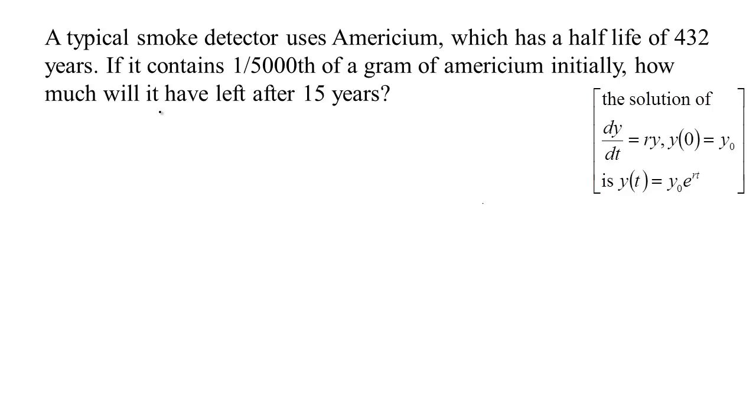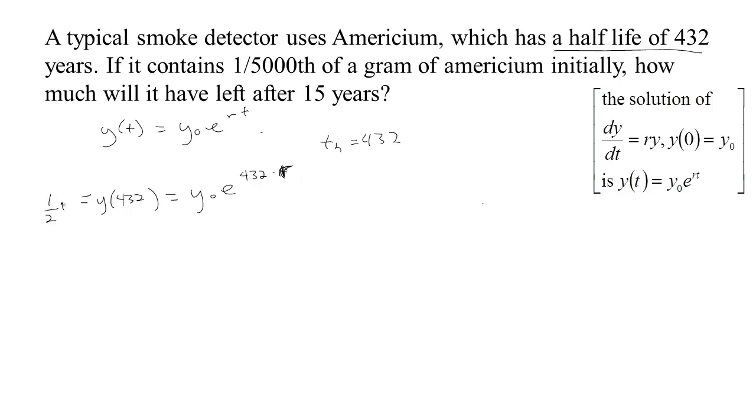Okay, so we know that our model, because the rate of change is proportional to the amount, is the initial amount times e to the rt. Now, we know the initial amount. We're interested, though, in what is that value of r, and this information about the half-life can help us find it, because if we say that T sub h, the half-life, is 432 years, we know that if we plug in 432 here for the time, the initial amount times e to the 432 times r is going to turn out to be half of what we started with.